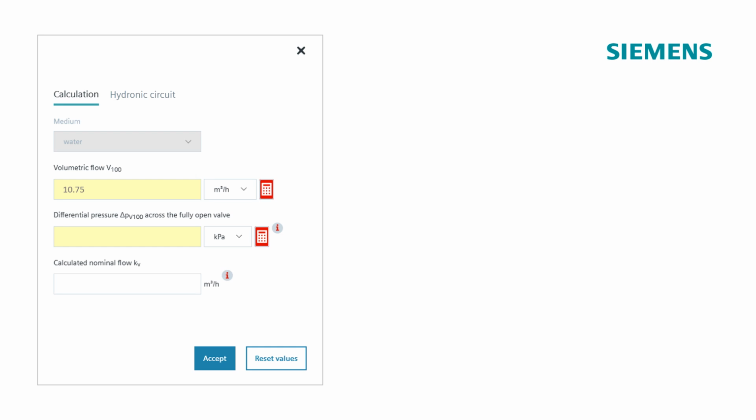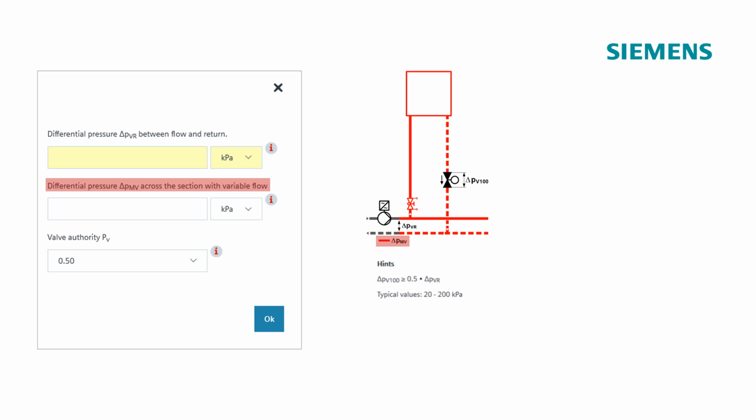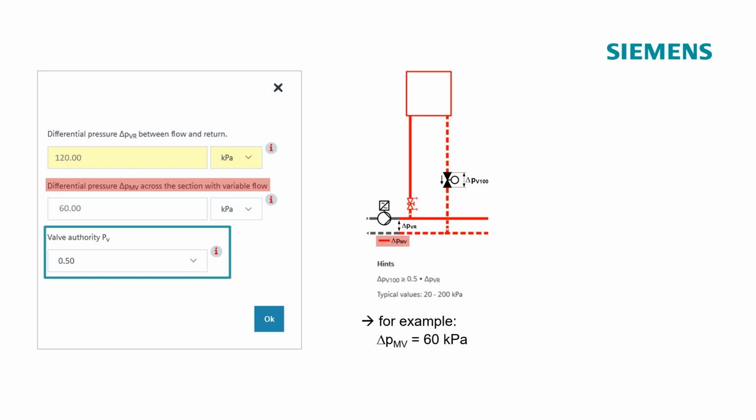Now it needs to be considered which resistance, delta PV100, the control valve must bring into the plant to achieve good controllability. Click on the calculator symbol to enter the required detail information. First the pressure difference, delta PMV, in the piping sections with variable flow must be determined. Here once again the plant schematic, with the variable flow piping sections marked in red. For the example an experience value of 60 kPa is applied. The calculation works by default with a valve authority PV of 0.5. Click OK to take the entries over into the calculation.